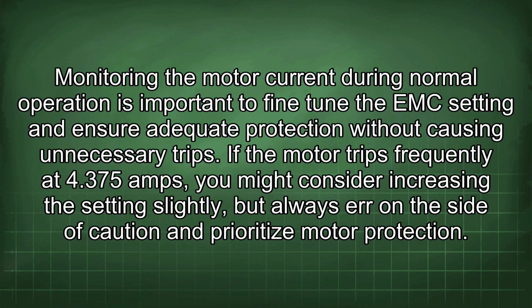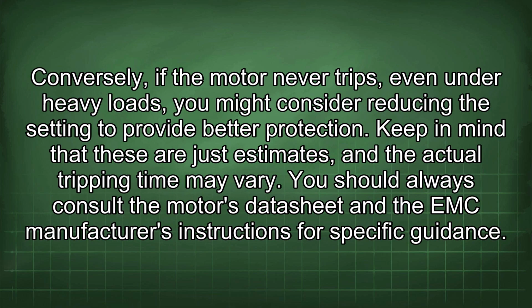Monitoring the motor current during normal operation is important to fine-tune the EMC setting and ensure adequate protection without causing unnecessary trips. If the motor trips frequently at 4.375 amps, you might consider increasing the setting slightly, but always err on the side of caution and prioritize motor protection. Conversely, if the motor never trips, even under heavy loads, you might consider reducing the setting to provide better protection.